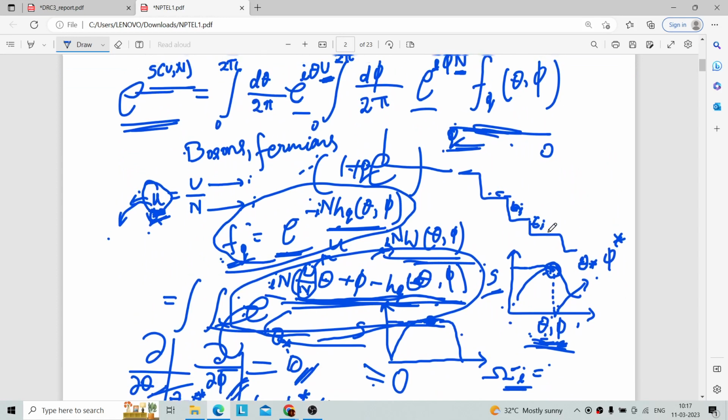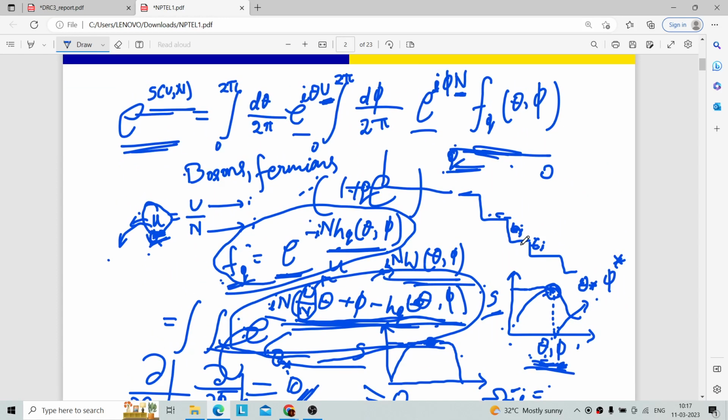Okay, so we started from here, e to the power entropy, then we had these exponentials, then we wrote this f_q in terms of exponentials, then we collected all the exponentials and named them as n, theta, w.